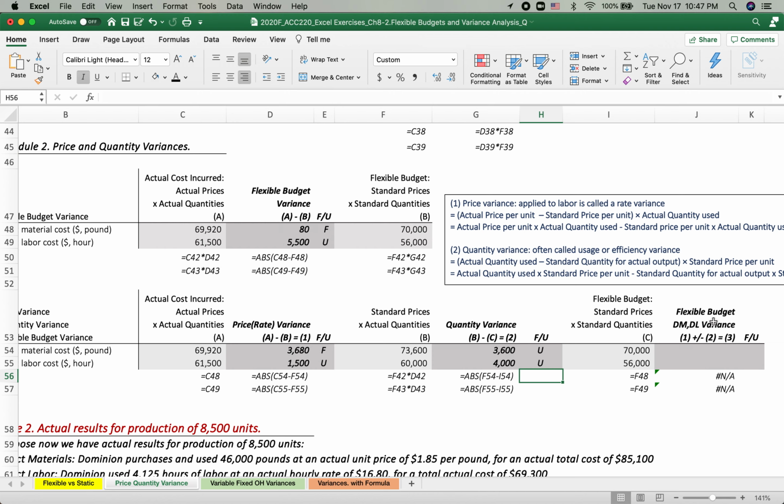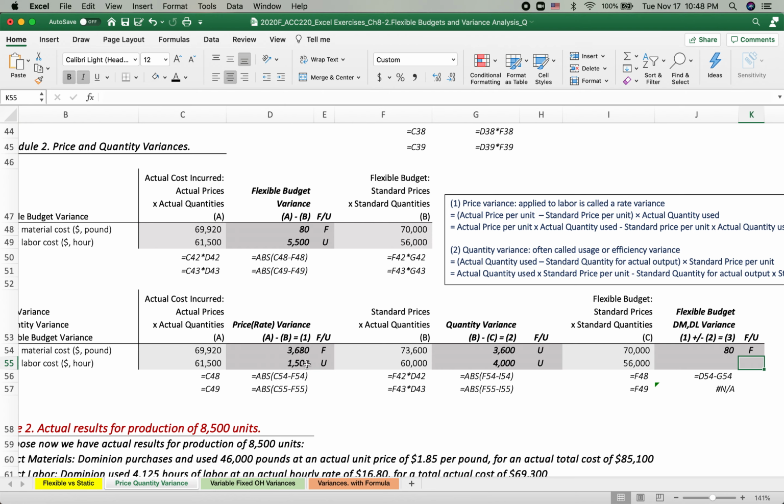And then the flexible budget, because they spent more money, both. And then the flexible budget, the direct material and direct labor variance is, now do you see the favorable, which one is bigger? Right, so we use this 3,680 for the first, and then the quantity variances, because the favorable and unfavorable decisions are different. So which one is bigger? Right, the price variance is bigger, so it's favorable.